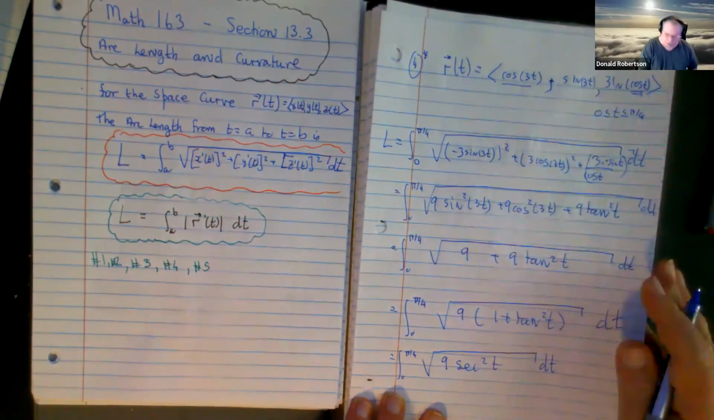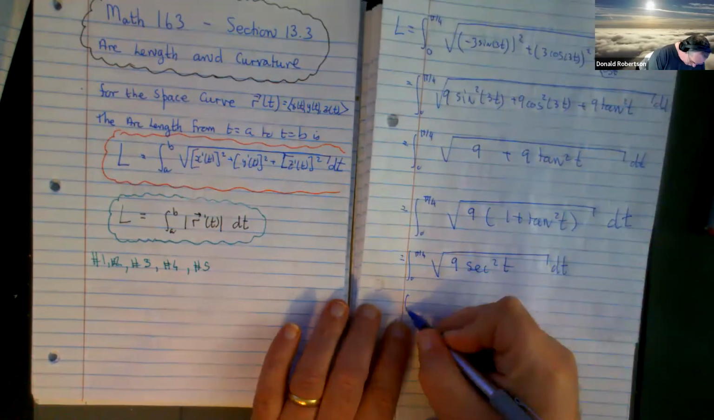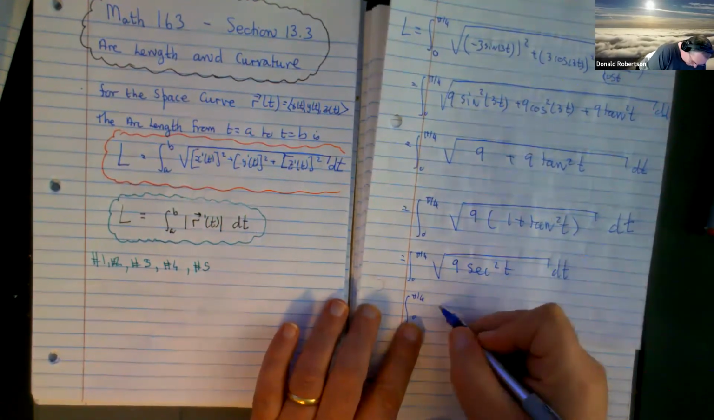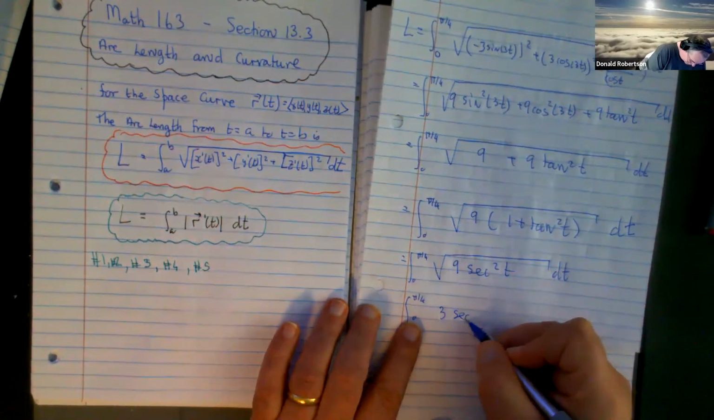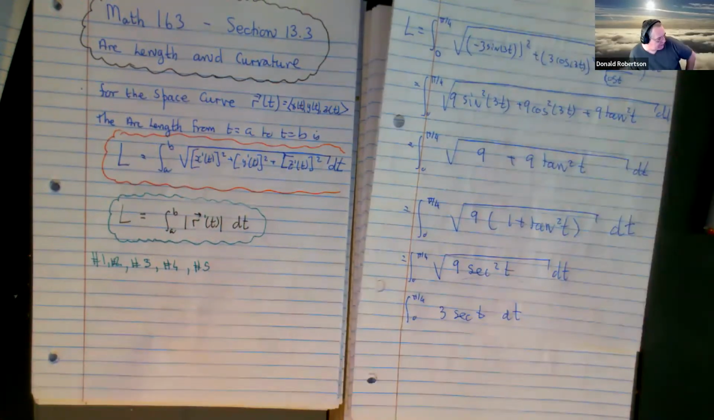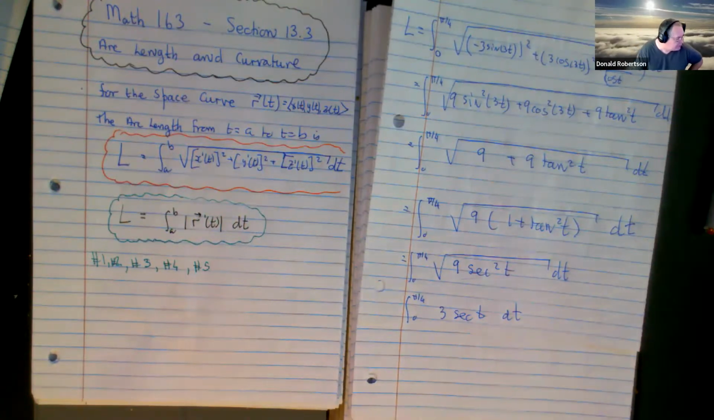All right. Pretty much done most of it. So the square root of, well, I guess it's a perfect square, 3 secant t dt. So far, so good.